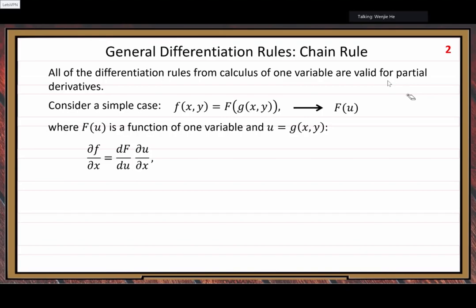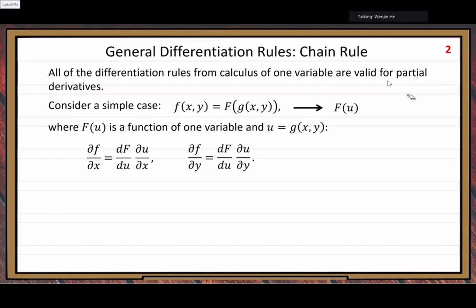That's the chain rule version of that simple case. Only if it is this case can we do that. If it's not this case, then you cannot get this form. Partial f over partial y equals df over dt times partial u over partial y. So you can write these two partial derivatives using the chain rule.